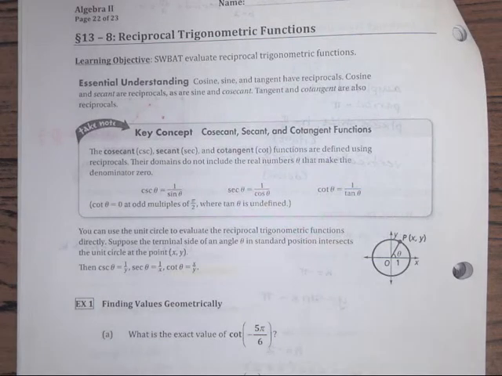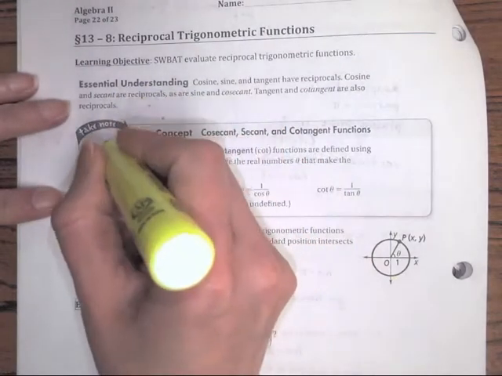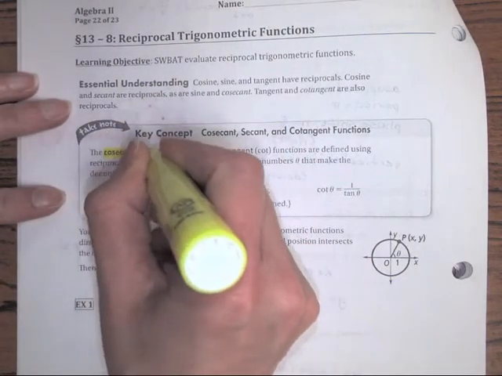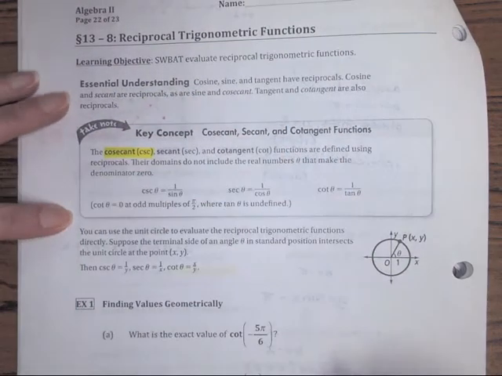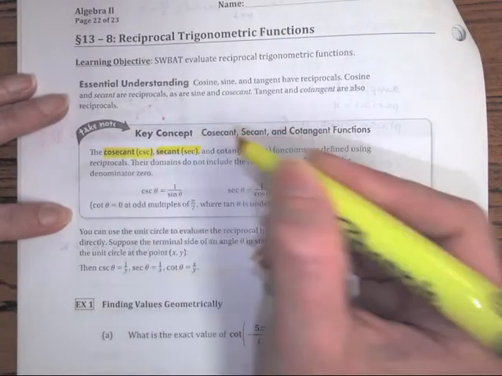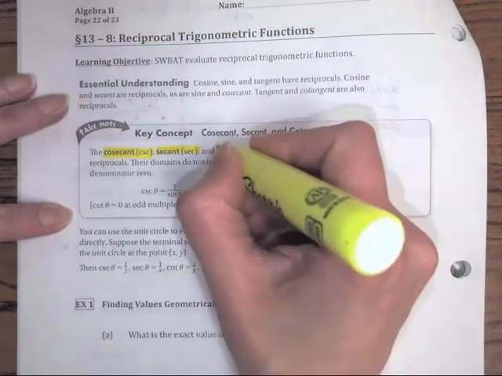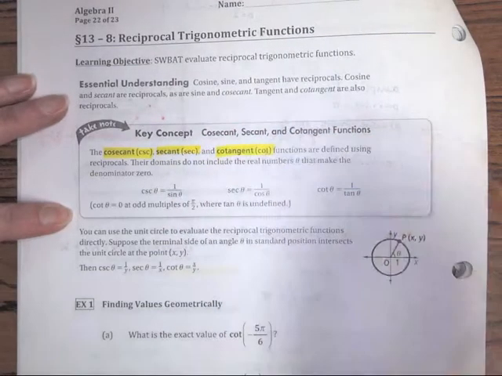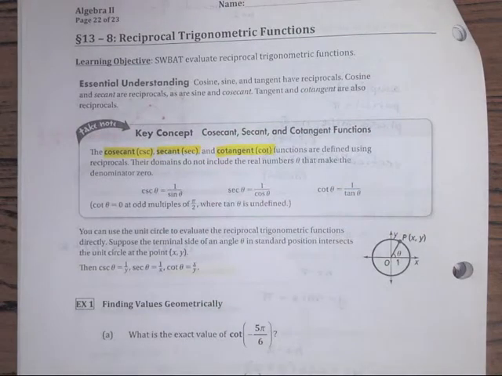Okay, so we're going to talk about the reciprocal trig functions today, and those reciprocal trig functions are right here. Cosecant, which is abbreviated CSC. We've got secant, which is abbreviated SEC, and we have cotangent, which is abbreviated COT. All right, and we're going to talk about these three today.